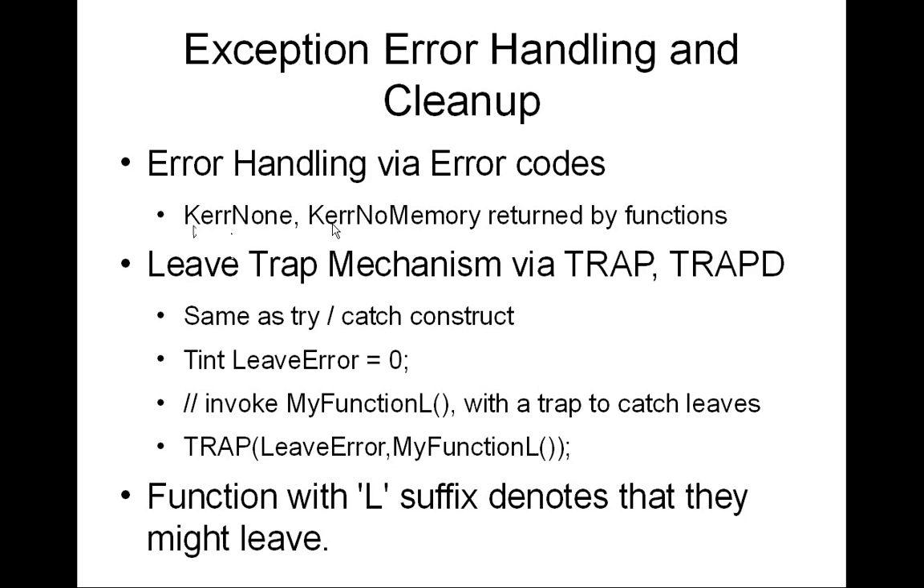provided standard codes like KErrNone, KErrNoMemory, which you can use to see whether there has been an error while doing this stuff, like while opening this file. If there is an error, that means the file is not present. So the first way is by return values of a function. The other way, which is the same as try catch, is the leave trap mechanism.